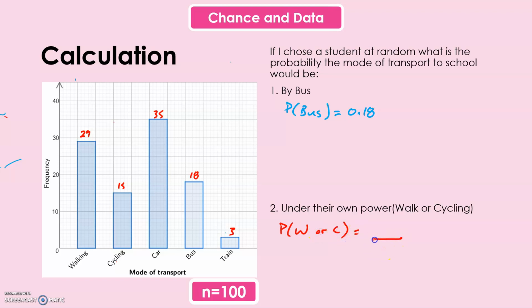Now, first thing is it's out of 100. So because I'm using frequency, I still have to divide by the total number of people that we've used. You can see that walking is 29 and cycling is 15, which means we end up with 44 out of 100, which is 0.44.